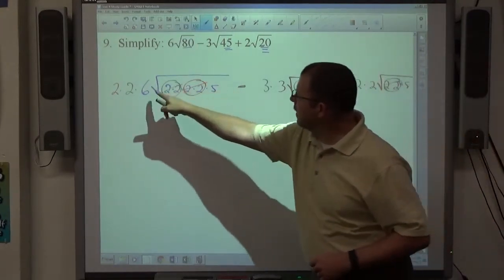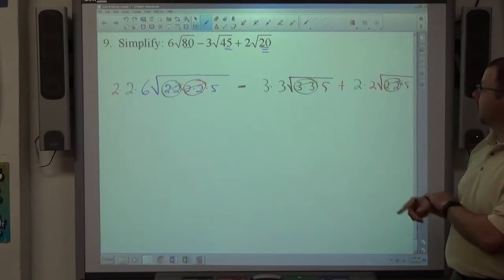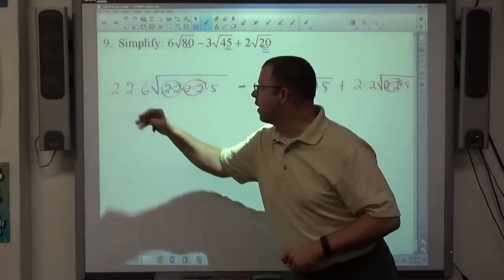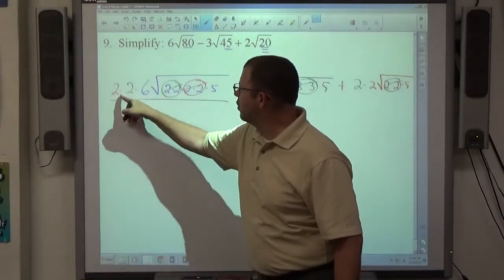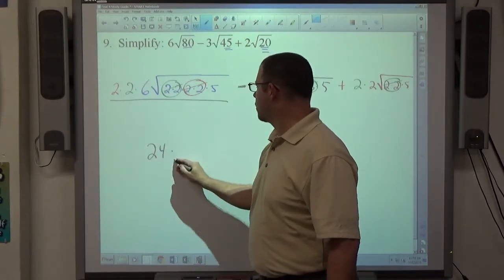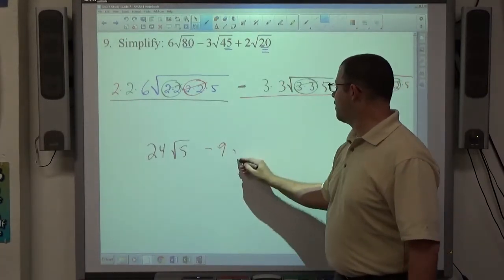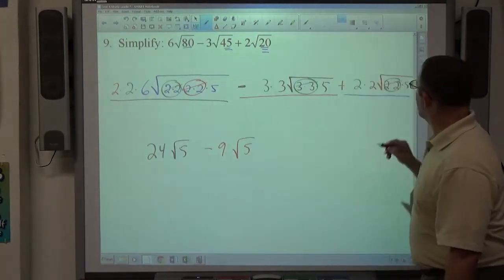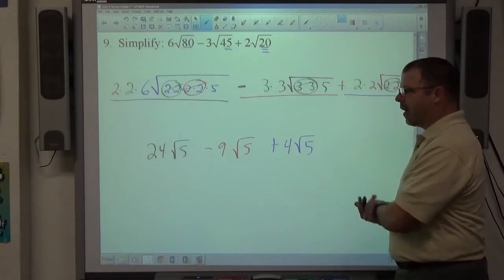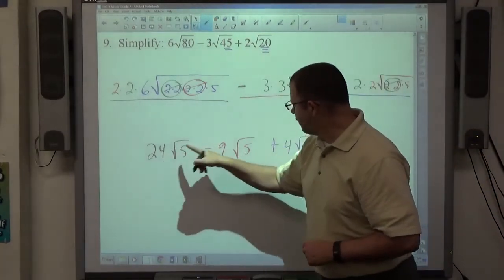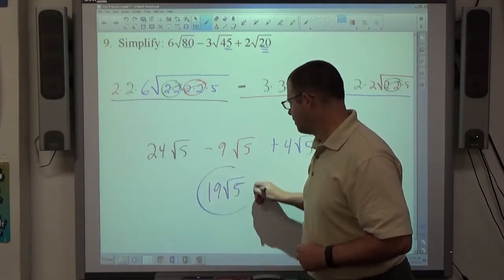So the blue 6, the black 3, and the red 2 were all part of the expression already. The green 2, the green 3, the green 2, and the red 2 all came out because of the pairs of factors inside. Altogether, this thing becomes 2 times 2 times 6, which is 24 times the square root of 5. This thing becomes minus 9 times the square root of 5. And this one becomes plus 4 times the square root of 5. Okay, and now they're all the square root of 5, so now addition and subtraction is legal. 24 plus 4 is 28, minus 9 is going to be 19 times the square root of 5.